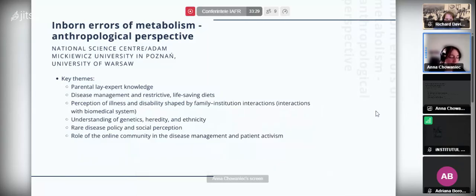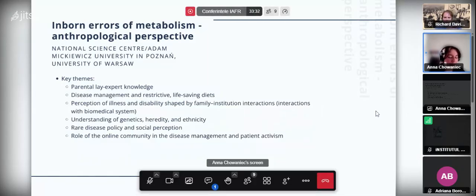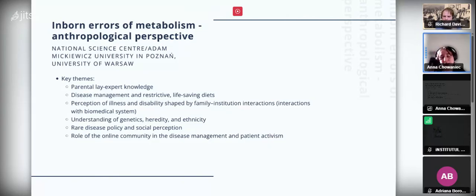The key themes that emerge in this research are connected to some of these emerging fields that I mentioned previously. Of course, that was the subjective list, because I'm quite familiar with those, but I also think they are quite important. So those key themes included, for example, who is considered an expert and has knowledge on how to best manage these conditions, because it wasn't as straightforward, let's say, as it may look like. How food, illness, disability, rare diseases, and policies on rare diseases were perceived and shaped by the different interactions the families had. The understanding of genetics, heredity, and ethnicity, and the role of grassroots internet-based communities.